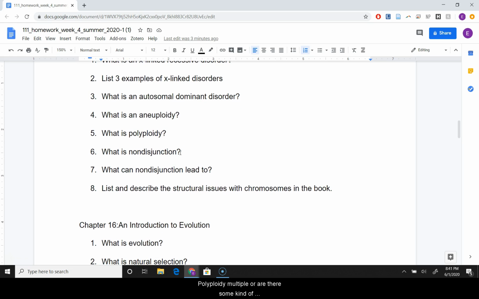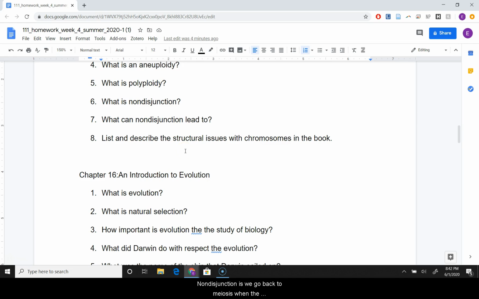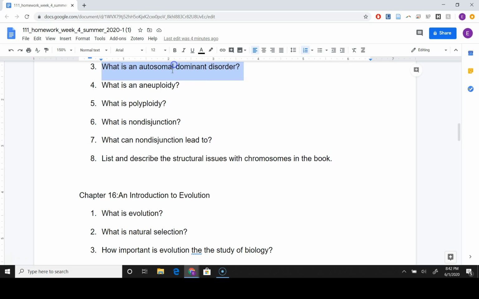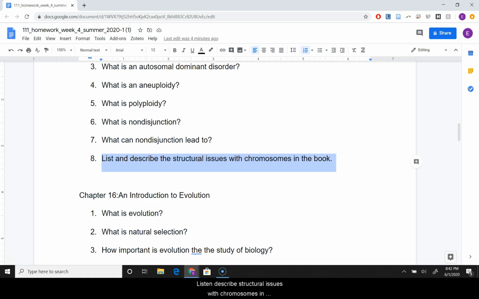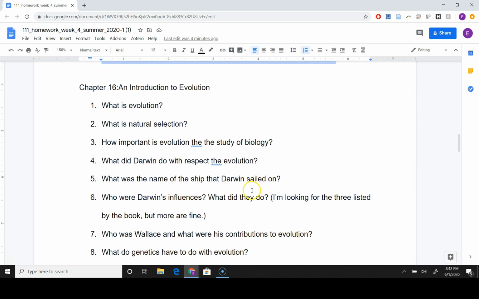Polyploidy, multiple, or there's some kind of duplication event or non-disjunction event of a chromosome. You have an extra chromosome in there. Non-disjunction is, if we go back to meiosis, when the homologous chromosomes were separating, something went wrong. One of them didn't go to the place that it was supposed to go. Non-disjunction leads to aneuploidy. Okay? Non-disjunction leads to having the incorrect number of chromosomes. List and describe structural issues with chromosomes in the book. Those are in the book, so I will let you check those out.